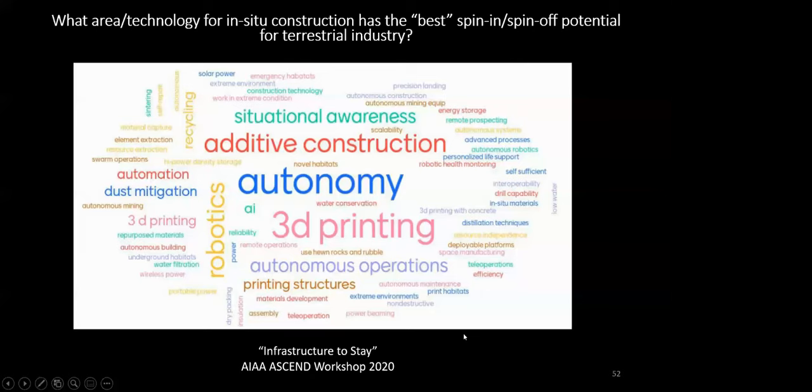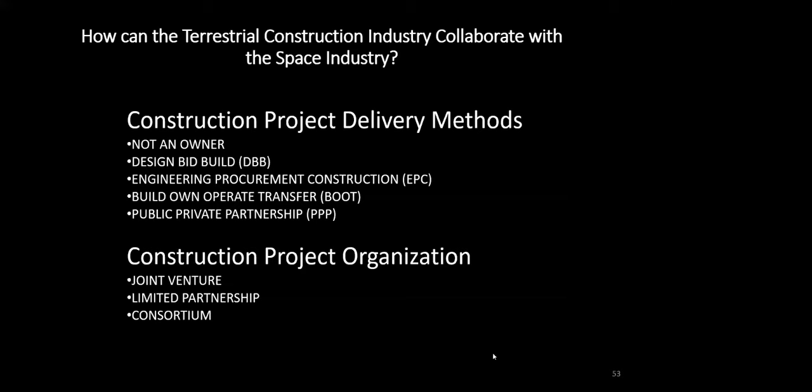So the audience there thought that autonomy, additive construction, robotics, 3D printing, recycling, situational awareness, these are the big topics where we can collaborate with terrestrial industry. So the big takeaway here is automation. If we have robotics and automation, now we can start really collaborating with terrestrial industry, because they're interested in that for their terrestrial projects as well, especially given the labor shortage which we're currently experiencing in the construction sector.